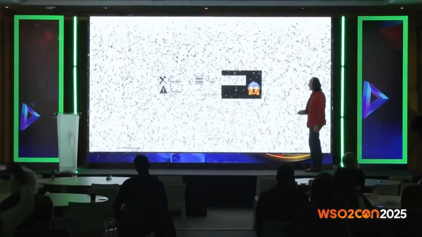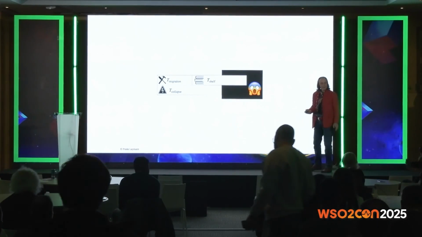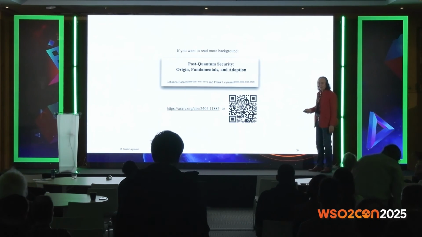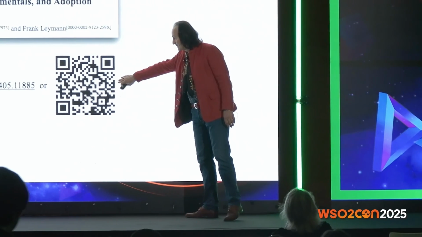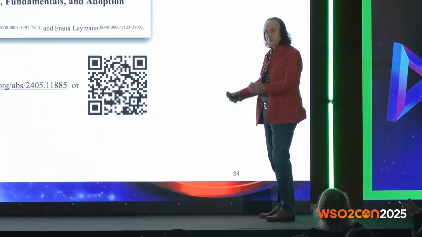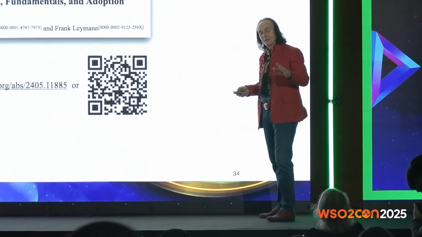That basically means I hope that I threatened you and you're a little bit nervous now, that you need to think about these concepts. If you want to understand more, here is the QR code of a paper that Johanna and I have recently published. It gives you much more background on the politics, but also 30 pages of mathematics.